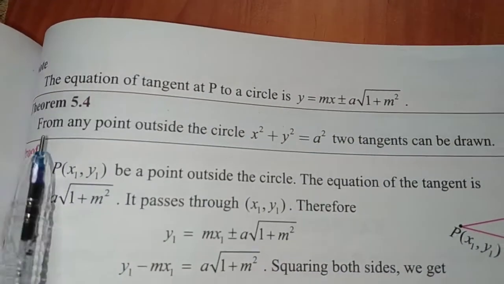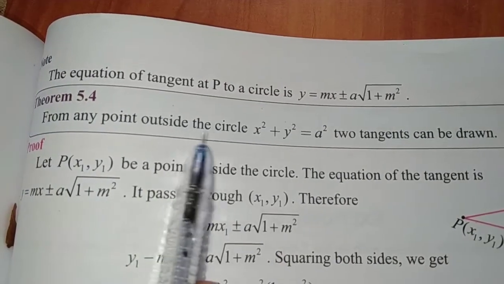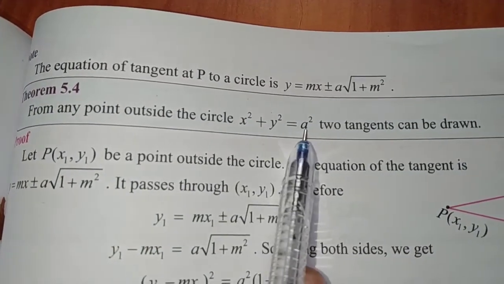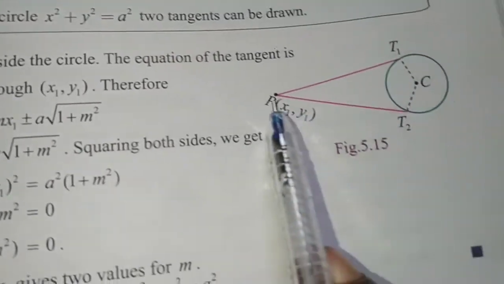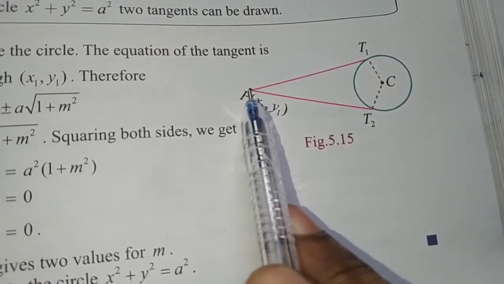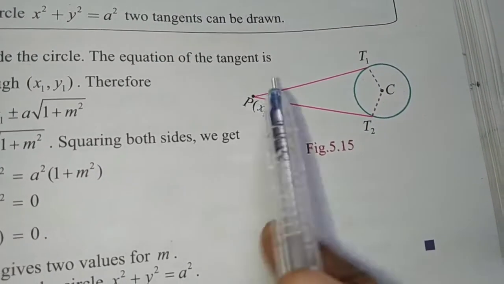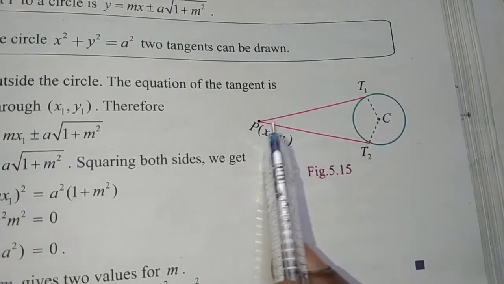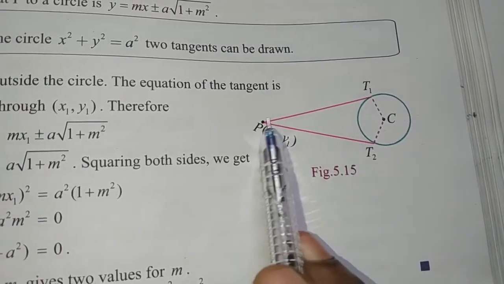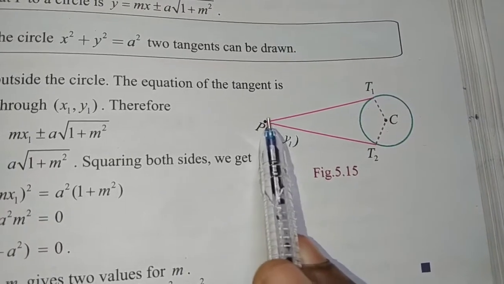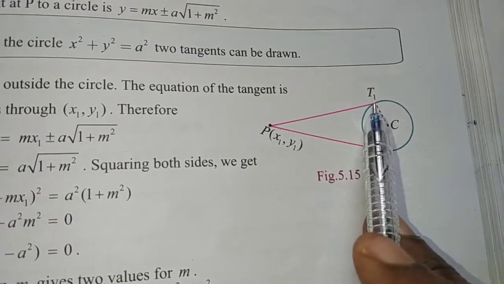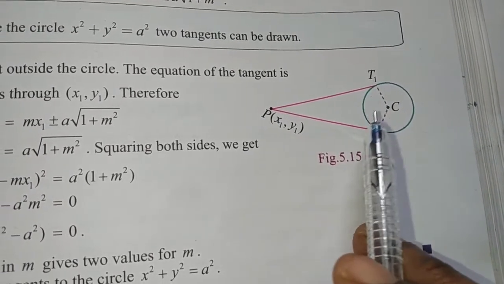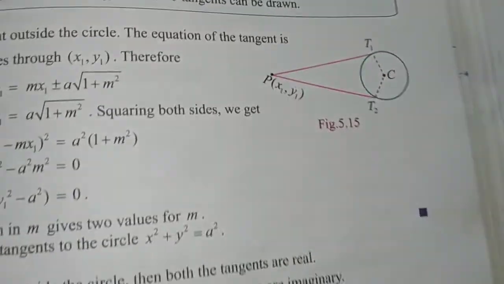From any point outside the circle x square plus y square equal to a square, two tangents can be drawn. Now in the circle, let P be an outside point. Now we can draw two tangents. Two tangents can be drawn. Already you have studied this in 10th standard practical geometry.